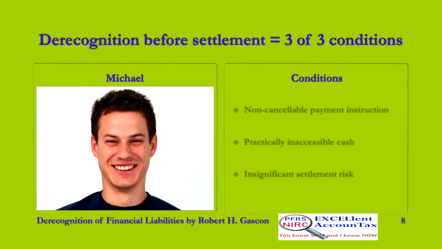If settled by electronic payment system, all financial liabilities settled by that system, as accounting policy election, may be derecognized before settlement date, if all of these three conditions exist. Payment instruction cannot be practically cancelled, withdrawn, or stopped. Cash for the payment instruction cannot be practically accessed.